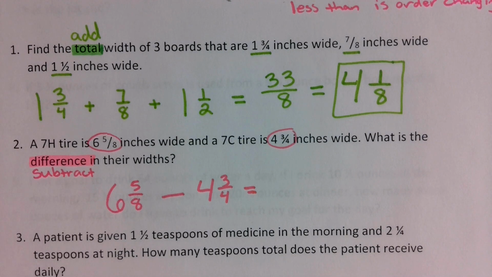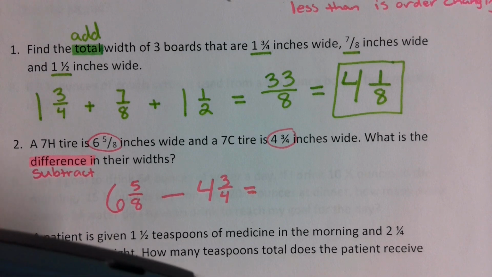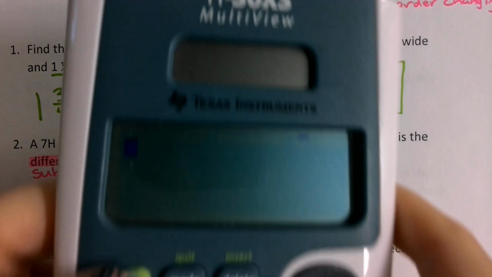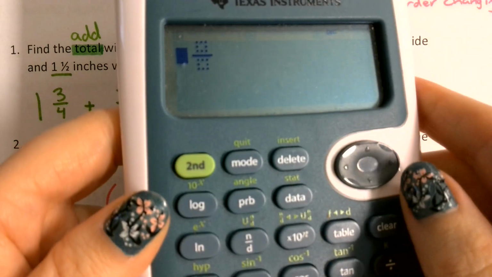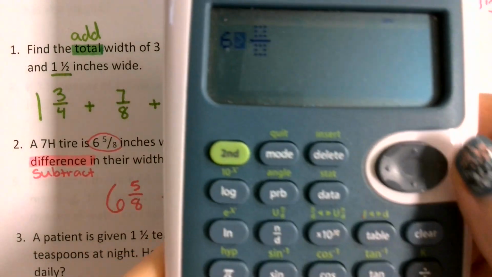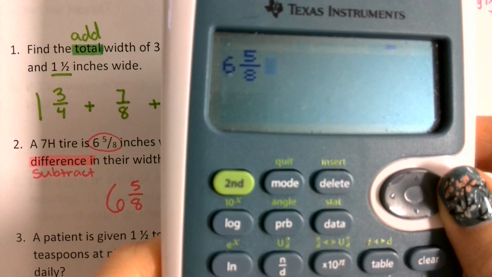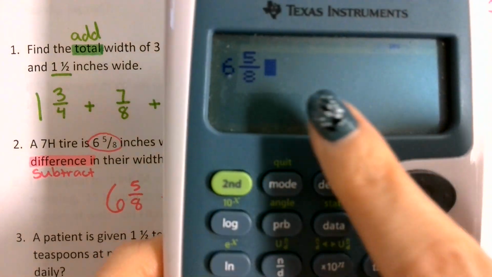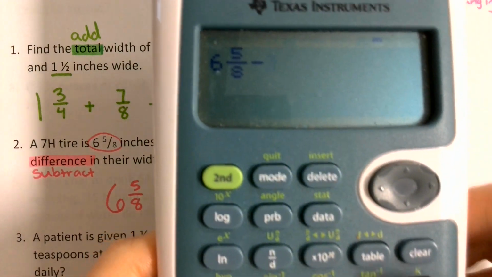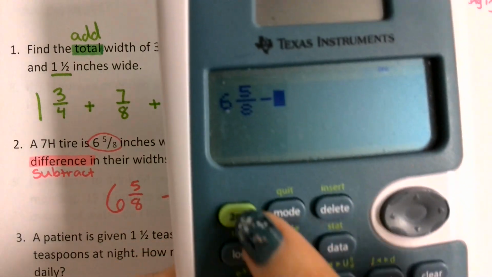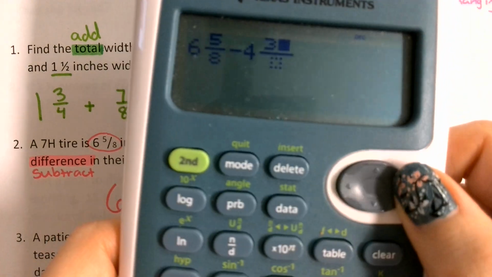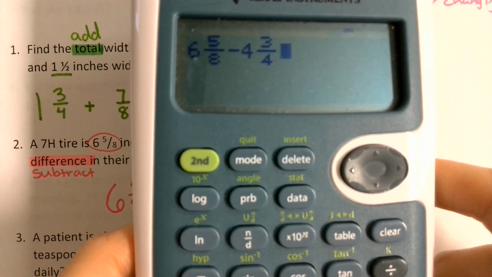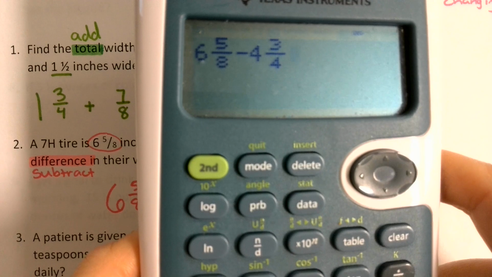Okay, so again, we're going to do this into our calculator. We have to type in a mixed number, so that means we have to hit the second button and then the fraction button. We'll type 6 5/8. Get out of the fraction, hit minus, then another mixed number, second fraction button, and we can type 4 3/4. Get out of the fraction and hit enter.